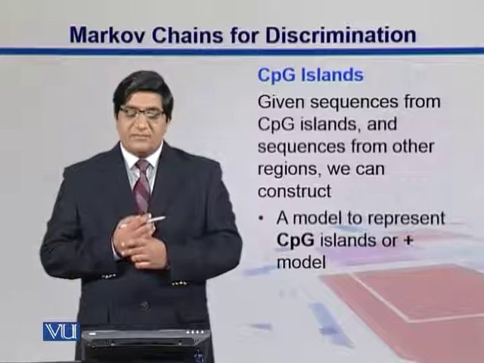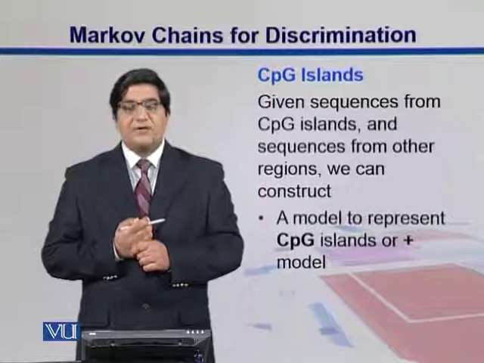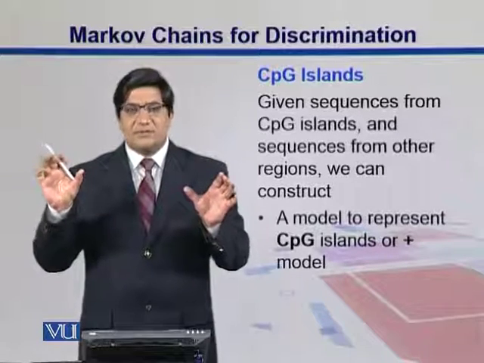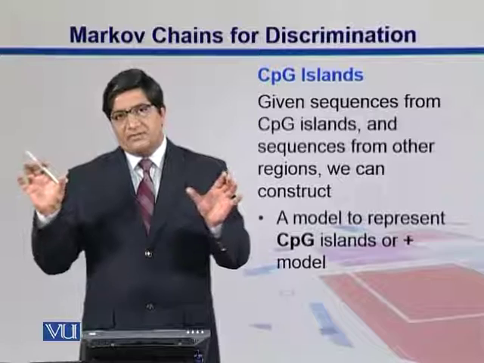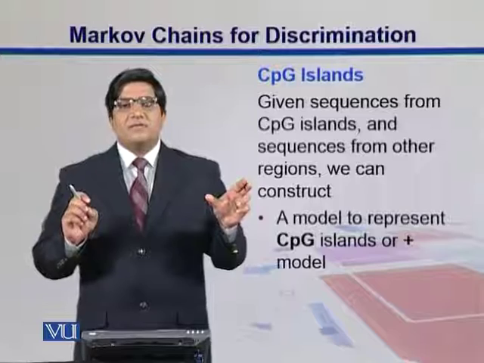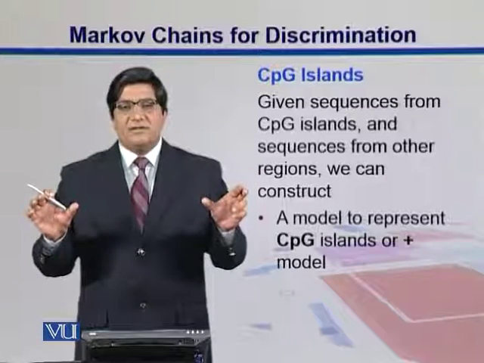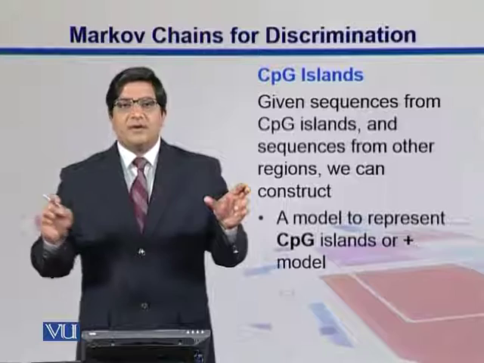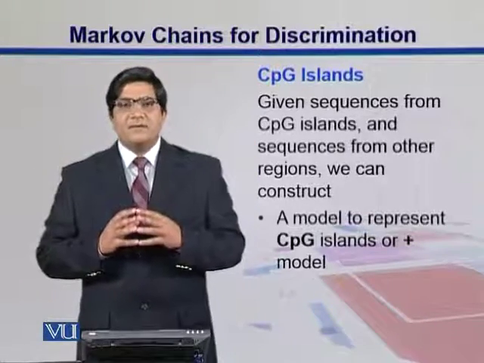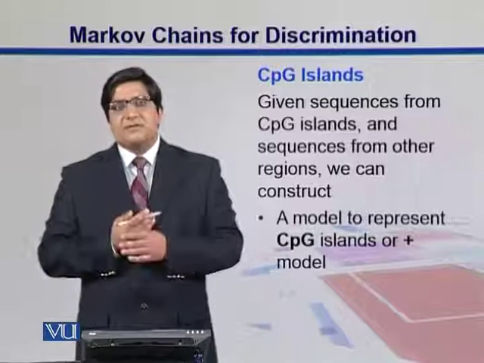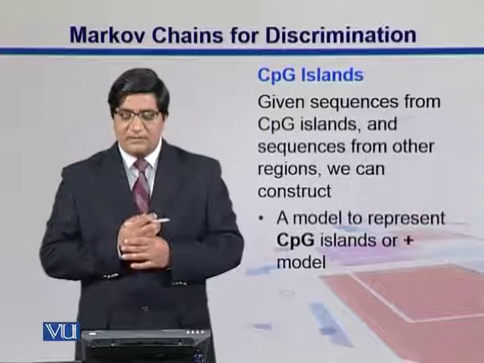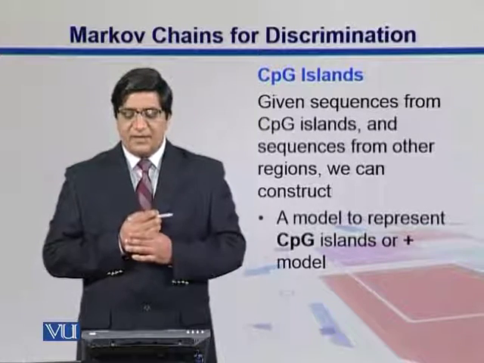So given sequences from CpG islands and sequences from other regions, we take sequences from the intergenic, or you could say non-coding regions, and in the same way we take some regions coming from the genes. We can look at the frequency of C's followed by G's in both of them, and then in the end we can compare them and estimate whether we can find a gene or not.